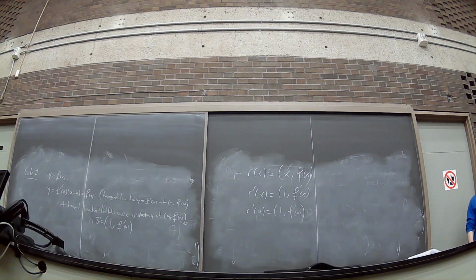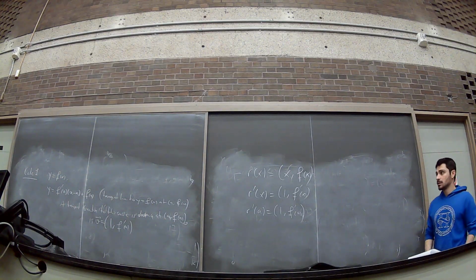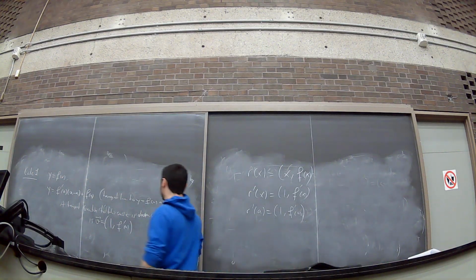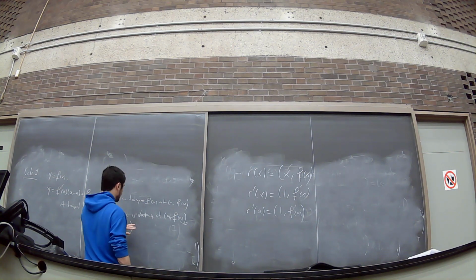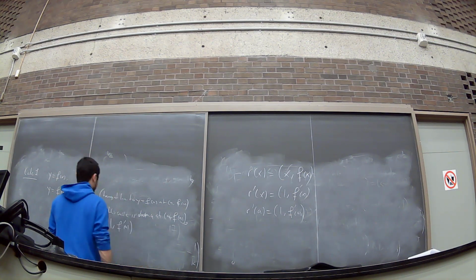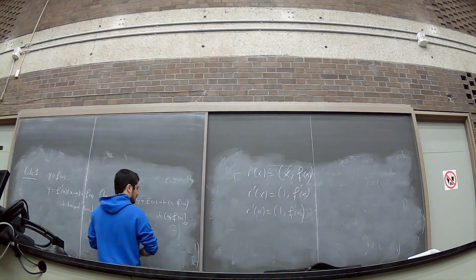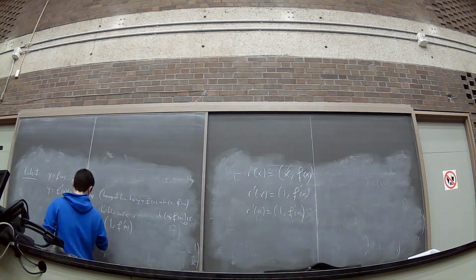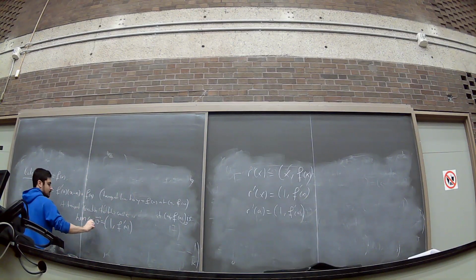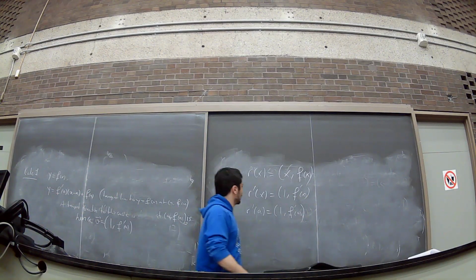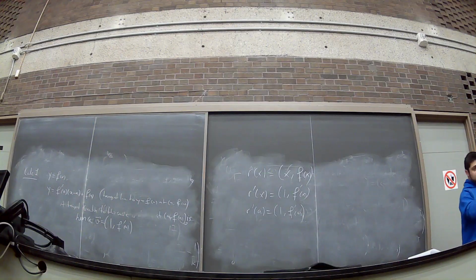We do one more example. Should we do one more? Yes. A tangent vector to the curve at (a, f of a) is hence these vectors. Okay. Let's do one more.